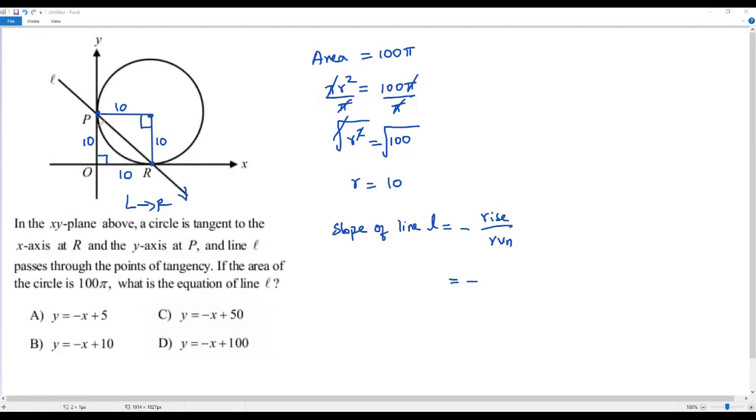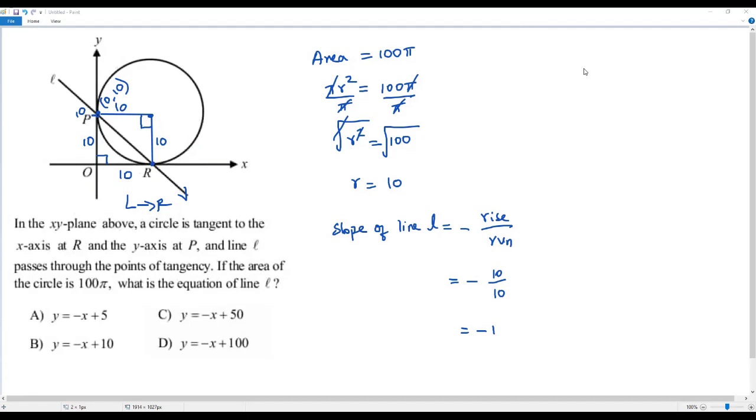Now to get the rise, we have to get the length of this vertical line segment, that is 10. So the rise is 10. And to get the run, we have to get the length of this horizontal line segment, that is also 10. So negative 10 divided by 10 is just negative 1. That is, we get negative 1 as the slope of this line L. And since the length of this line segment OP is 10, the value on the y-axis at the point P is 10. Actually, this point P is the y-intercept of line L. Then we can mark the y-intercept as the point 0, 10. The y-coordinate at the y-intercept of the line is 10.